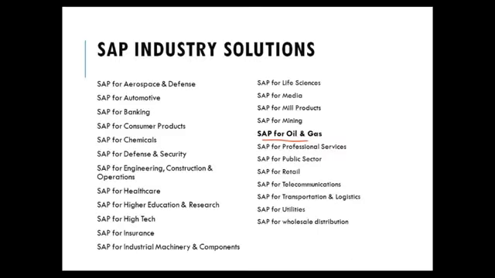As we have discussed, you see that there are 24 solutions: aerospace, defense, automotive, banking, chemicals, engineering, construction, healthcare, high-tech, insurance, life sciences, mining, public sector, retail, etc. So these are the different solutions we have come up with for specific industries.